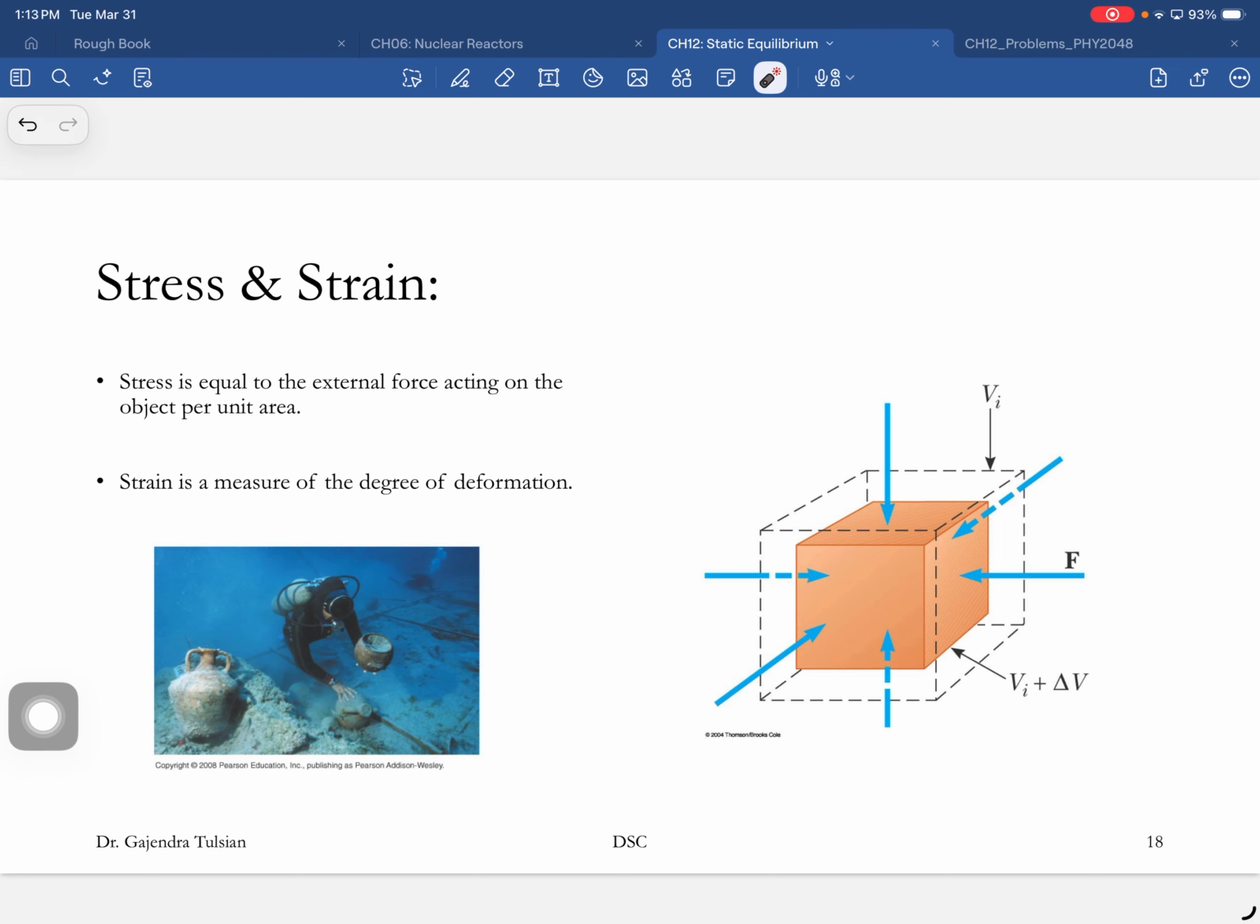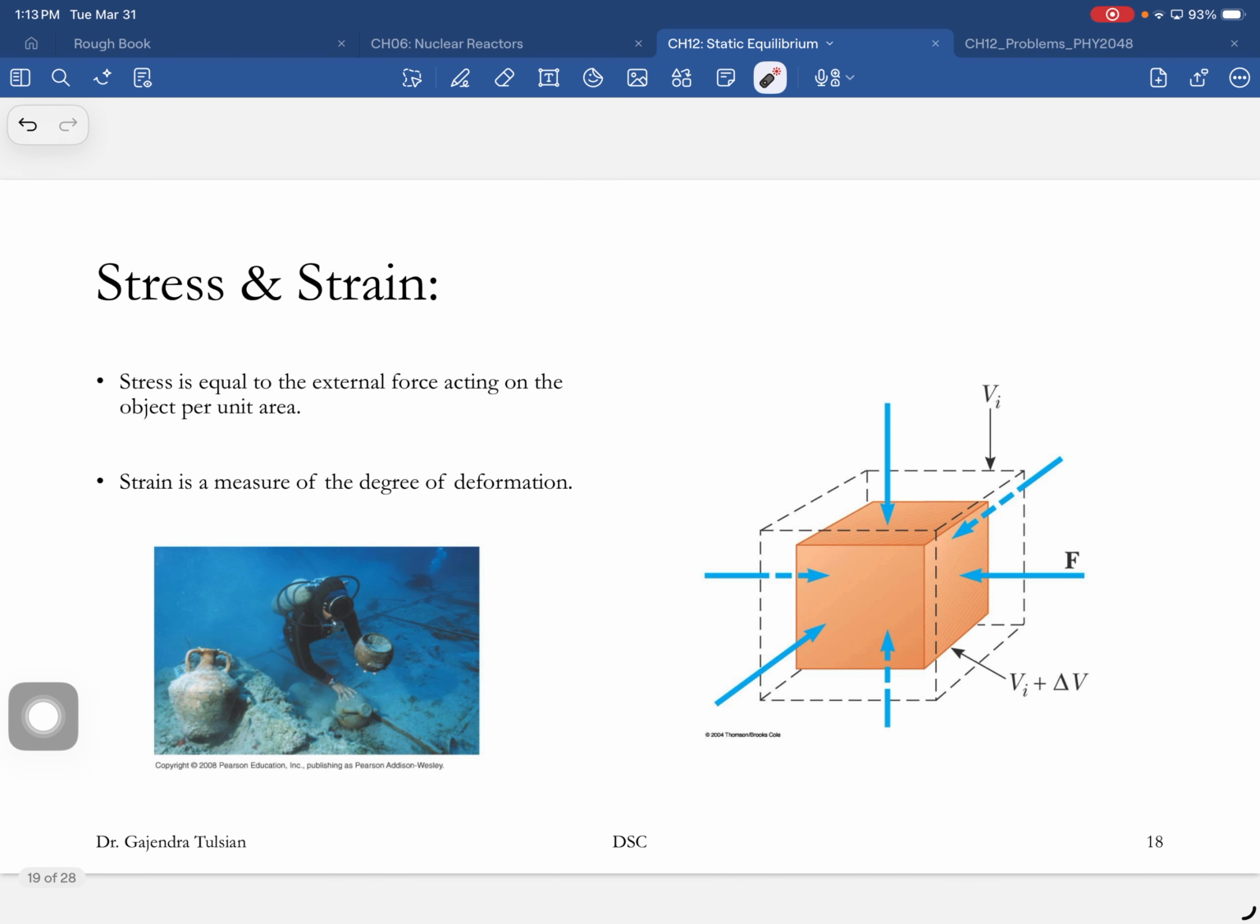All right, so there's a couple of terms we want to learn: stress and strain. Stress is due to the forces you apply on the object, and strain is a measure of the deformation. So here a compressive force is applied, and this was the original volume, and here's the final volume. So strain is related to the deformation, and stress is related to the deforming forces you apply.